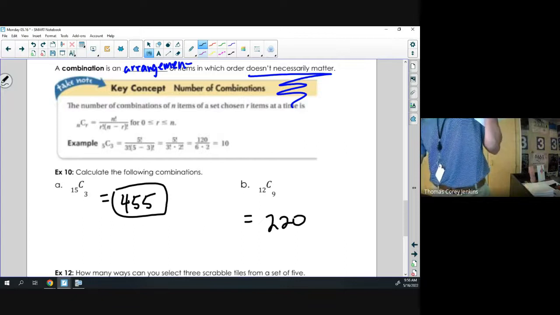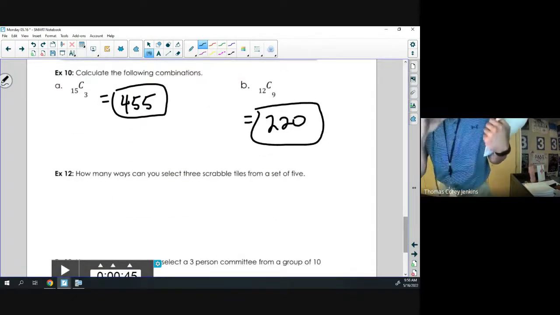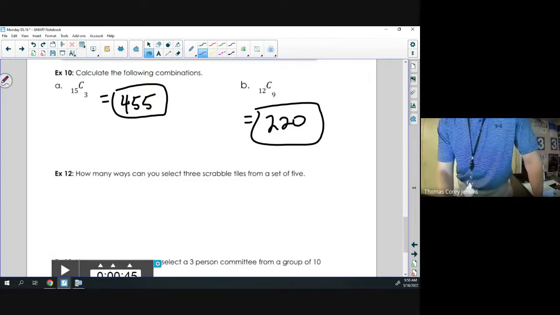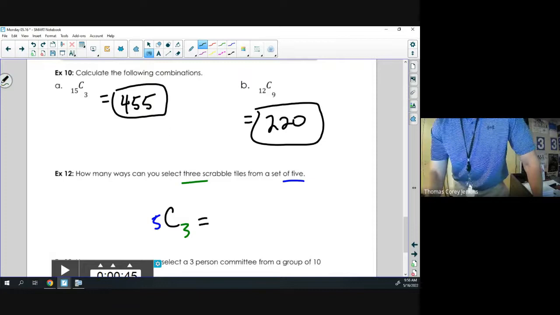All right, so how do I set these up from a word problem then? Basically, it's pretty easy once you decide if it's a permutation or a combination because the bigger number always goes on the left side, right? The smaller number goes on the right side, okay? So in how many ways can you select 3 tiles from a set of 5? So 5 would be your big number. It's a combination because order doesn't matter. And then 3 goes here, right? So this would be 5C3.